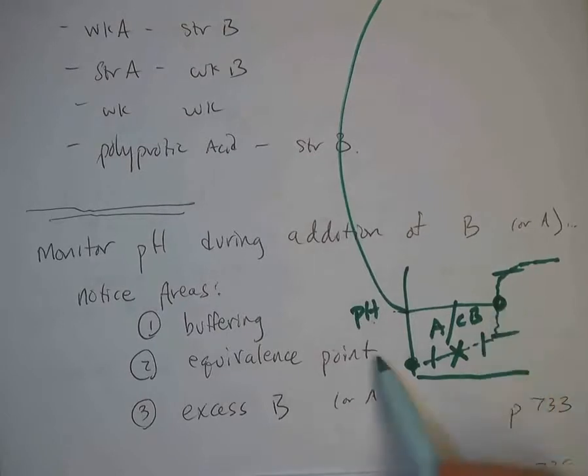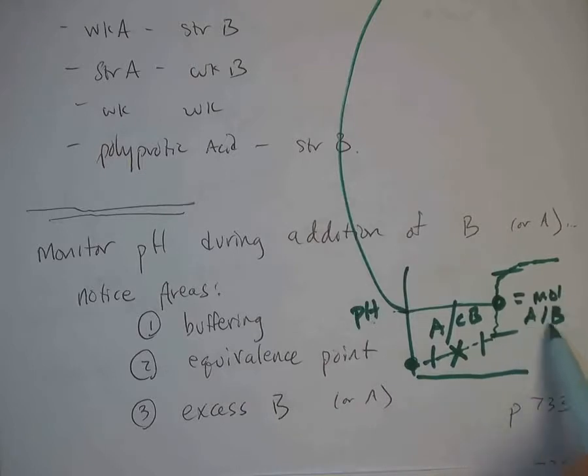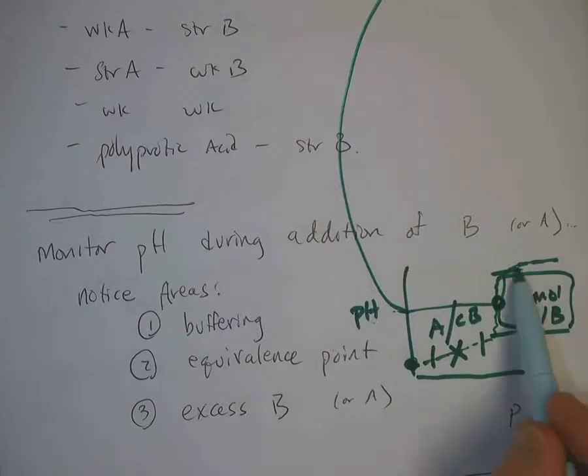The equivalence point, though, means that there are equal moles of acid and base. Equal moles. Notice I said not molarity, but moles. When in doubt in a titration, always convert to moles. Don't stay in molarity. Always convert to moles for your calculation. And then the area of excess base would be right up here.